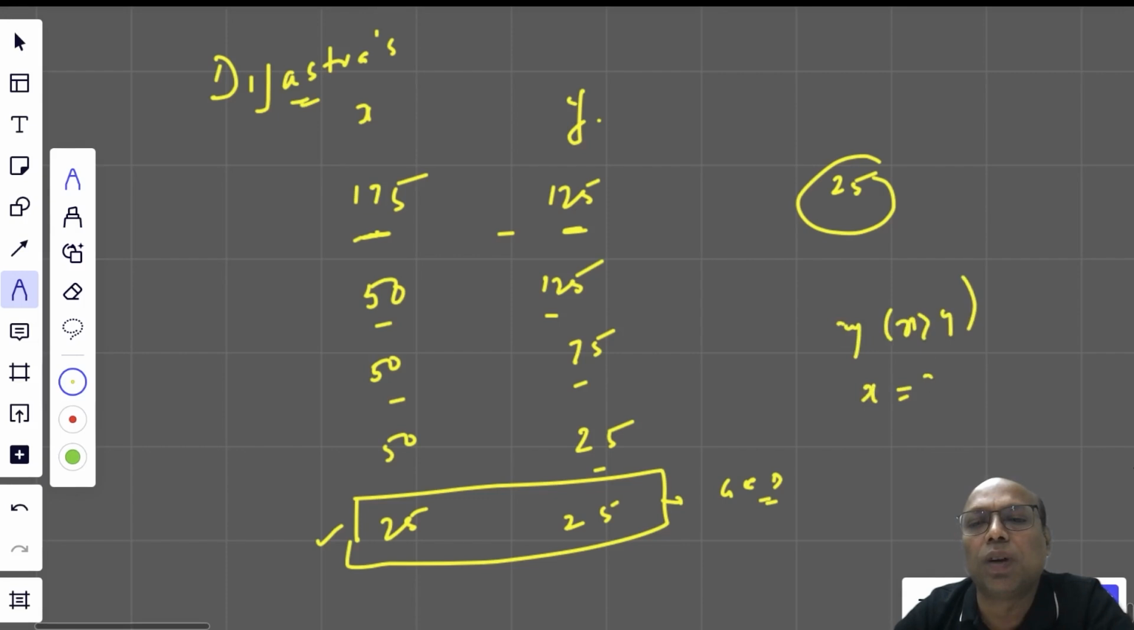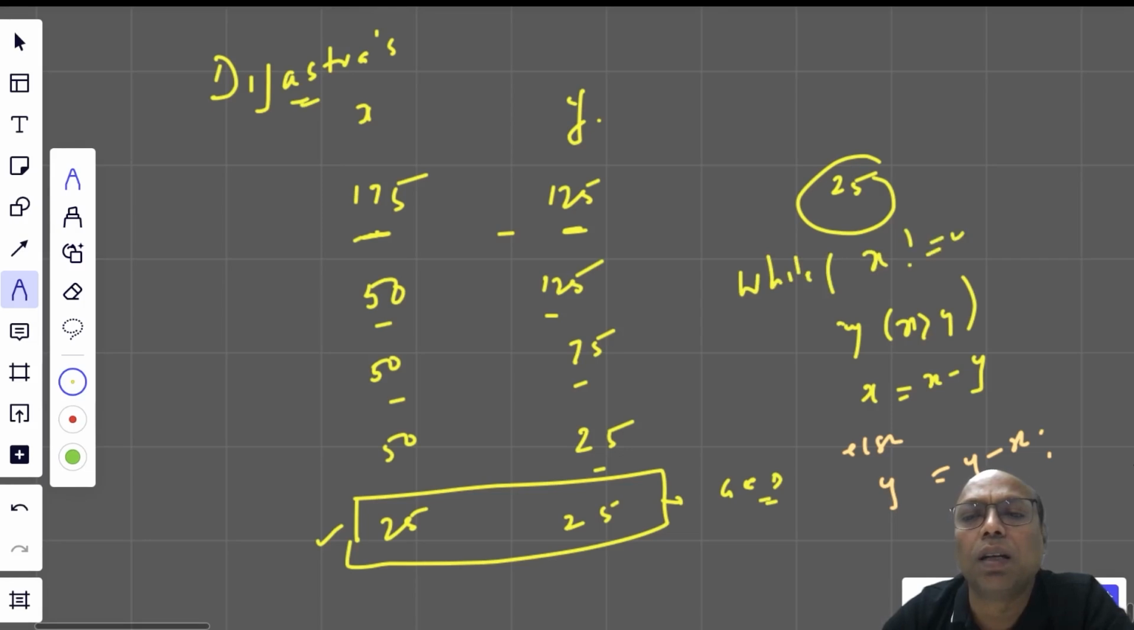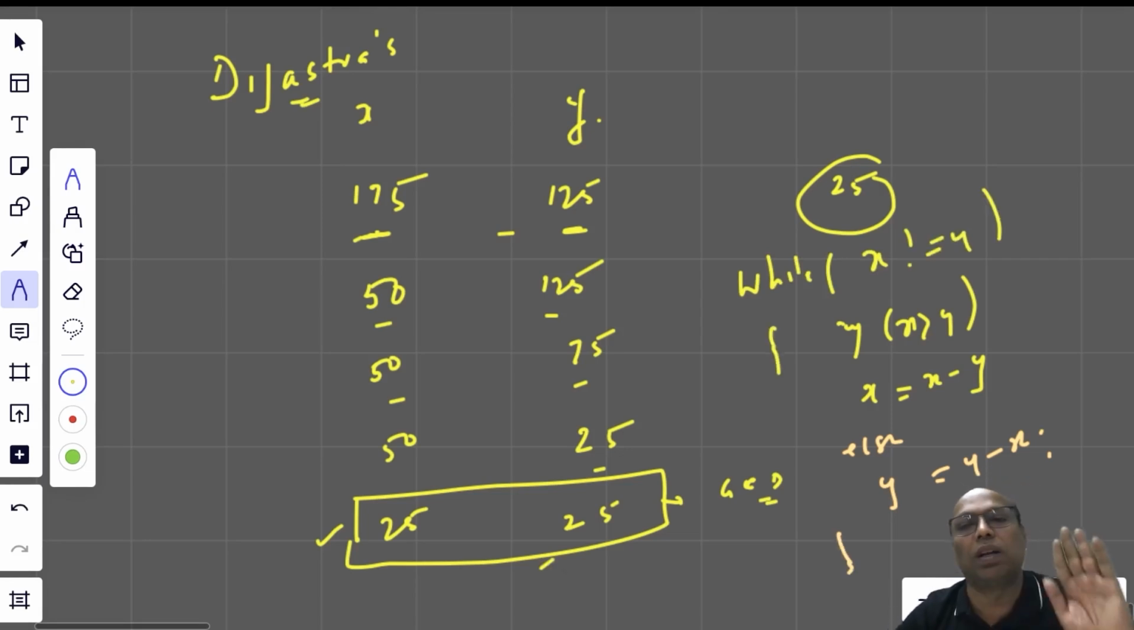x is equal to x minus y. Otherwise, what did you say? y is equal to what? y minus x. How long do I repeat? As long as they are not equal. If they are not equal, I repeat the procedure. If they are equal, I have to quit. If they are not equal, repeat the procedure.